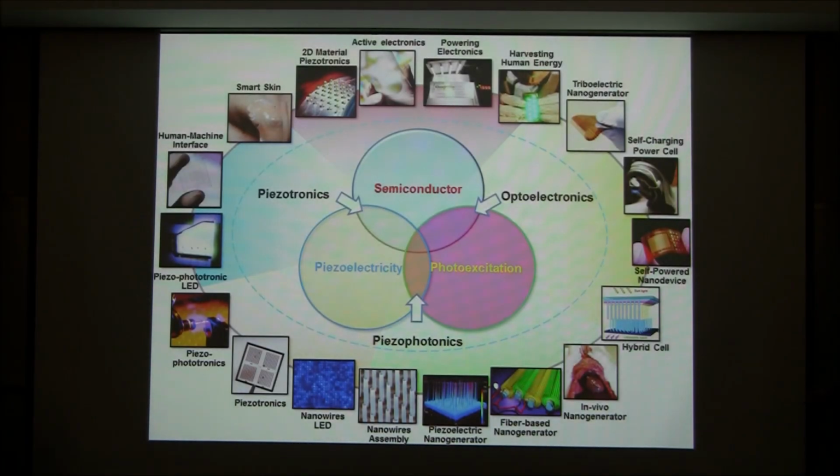So, to summarize, again, review the areas here. This is the piezophotonic coupling between piezoelectricity and photon excitation. Piezoelectricity induced photon excitation can be a new and interesting field which remains to be studied in the future.